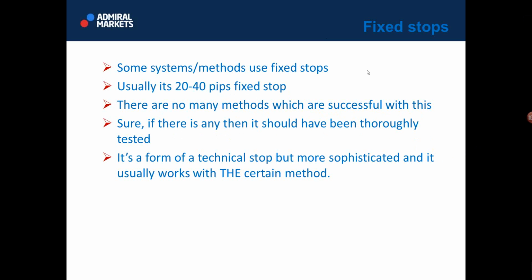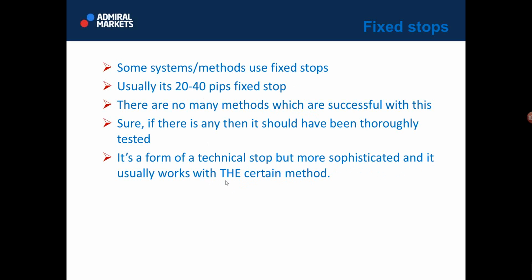That means that if someone is giving you a method or a system which uses fixed stops, then they have thoroughly tested the method, and they know that their system usually goes well and within the borders of 20 to 40 pips. Usually that stop is 30 or 35 pips. It's fixed, so it's usually 20, 25, 30, 35, or 40. So it's a form of a technical stop, but more sophisticated, and it usually works with a certain method.